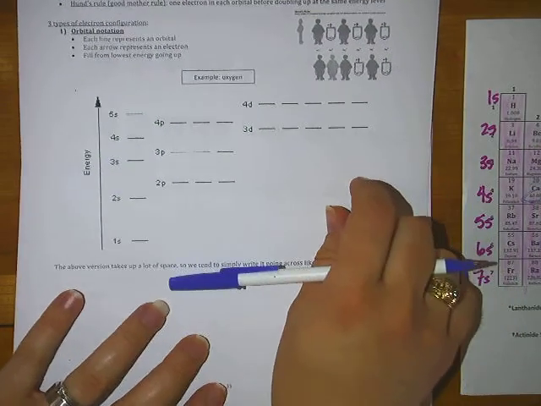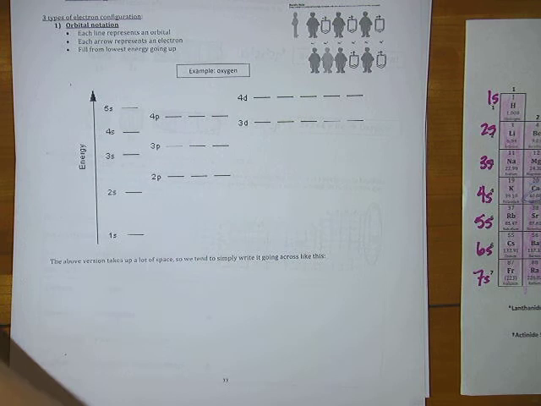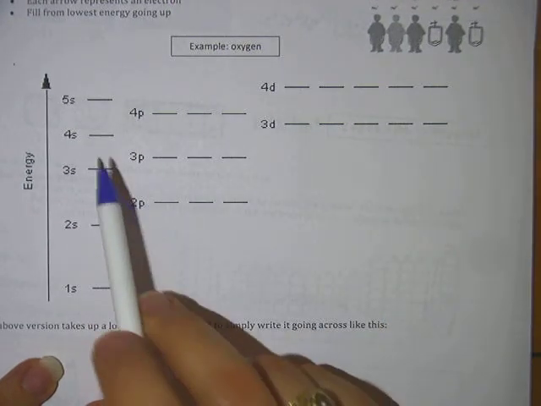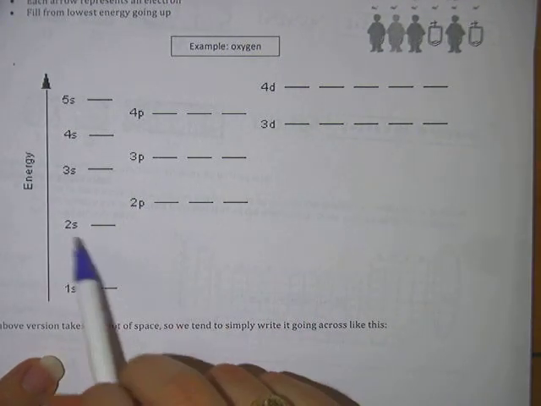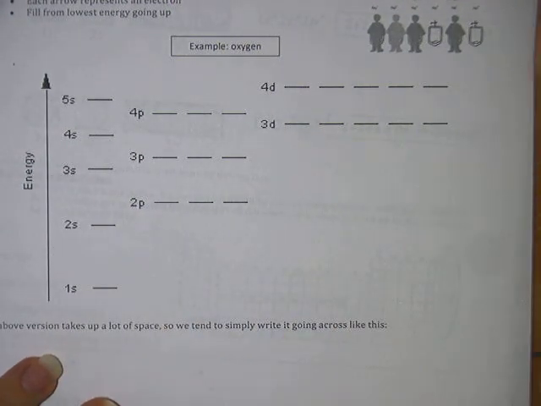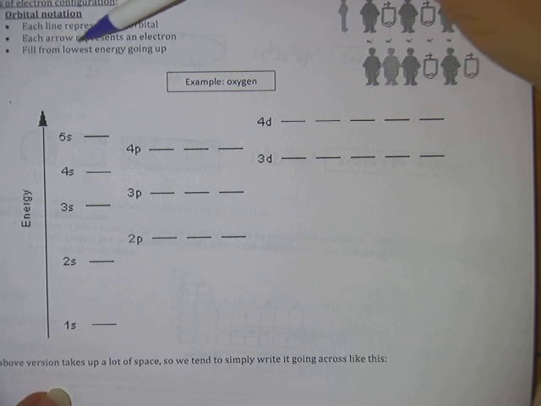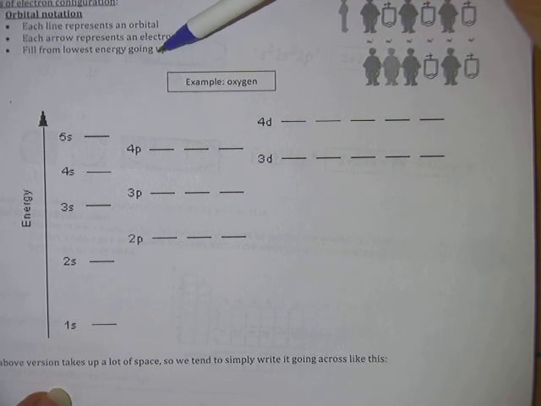On page 32, we have a diagram. We're going to skip that stuff at the top and come back to it. Here's a diagram of orbital notation. Remember, each line represents an orbital. Each arrow represents an electron. You fill from the lowest energy going up.